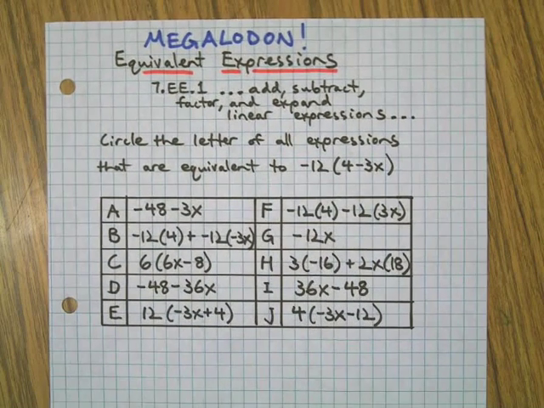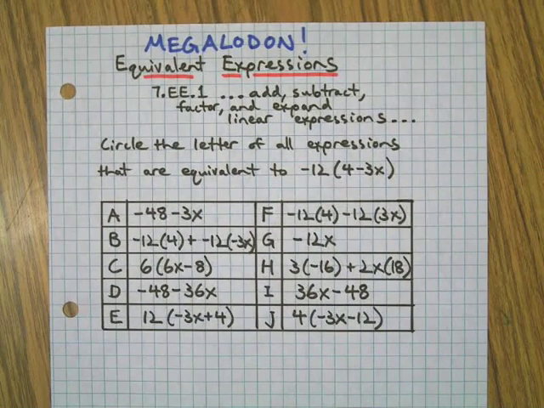So here we go. I'm going to give you a chance to take a screenshot or copy this down or do something. And your job is going to be to circle the letter of all the expressions that are equivalent to negative 12 times 4 minus 3x. Okay, so there's 10 choices here, and there's quite a few that match. So take a moment, do that work, and I'll see you then. We'll compare answers.